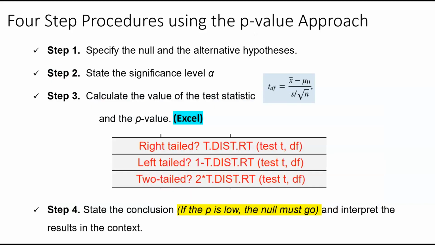So here's how we're going to do it. We're still going to specify the null and alternative. We're going to make sure we have the significance level. We're going to calculate the test statistic using this formula here. And then we're going to use Excel to determine the p-value. And here is what you're going to type in. Remember, the tails are determined by the alternative hypothesis. And then once you have your p-value, you can compare it to the alpha and determine whether you reject or do not reject and interpret the results.